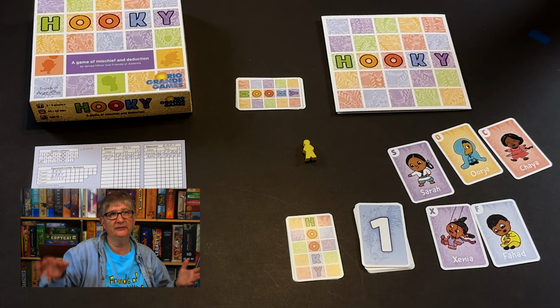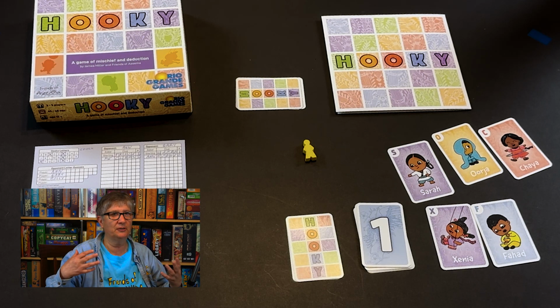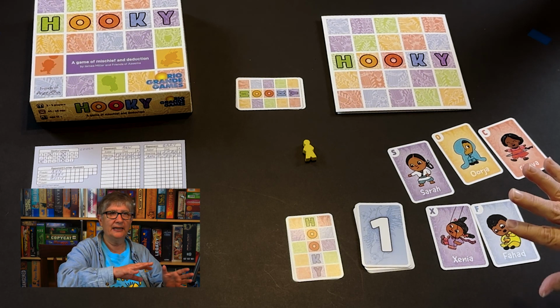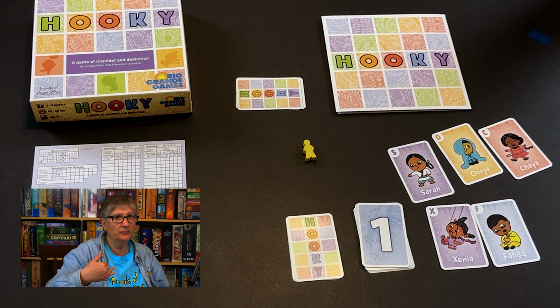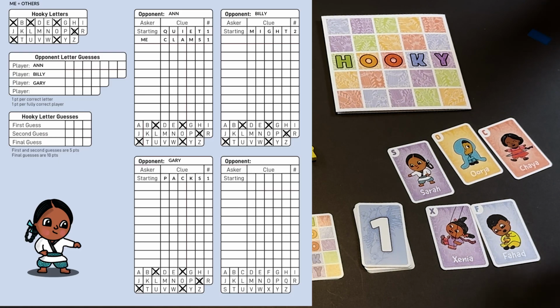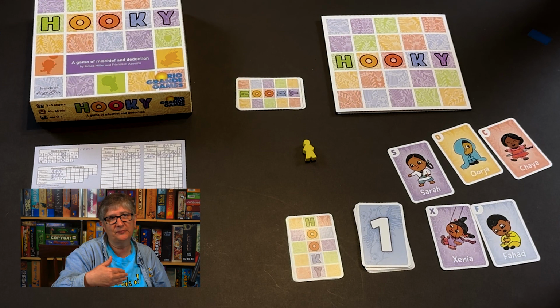And by the way, everybody at the table is listening, so they're getting information on my turn. So I say clams, and Ann says 1. So we all write that on our sheet. I know a little bit of secret information here. I have the C and the S. So I know that when Ann says 1, she must have either the L or the A or the M. Maybe I make a note of that on my sheet. And this is how you're going to slowly figure out what people have in their hands.